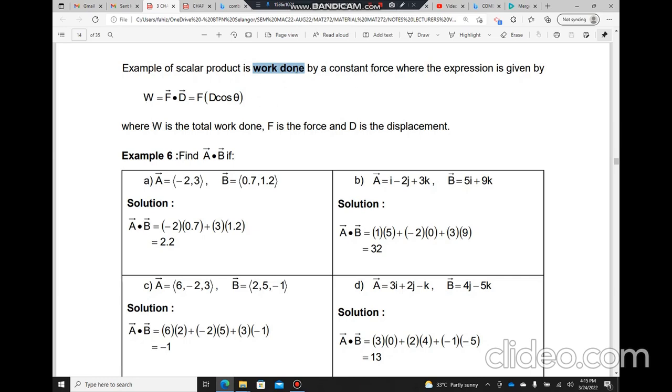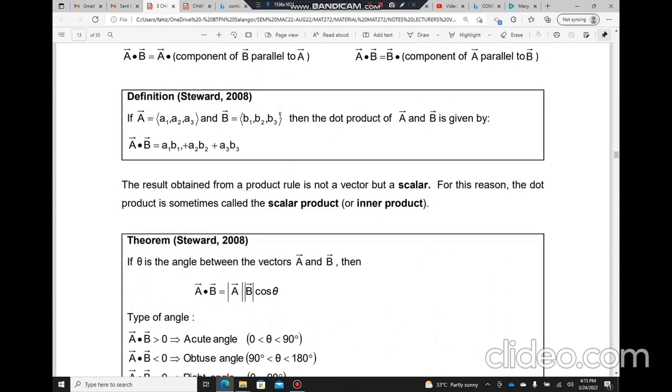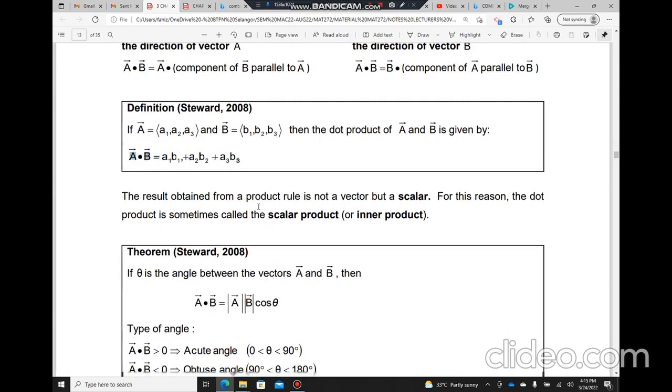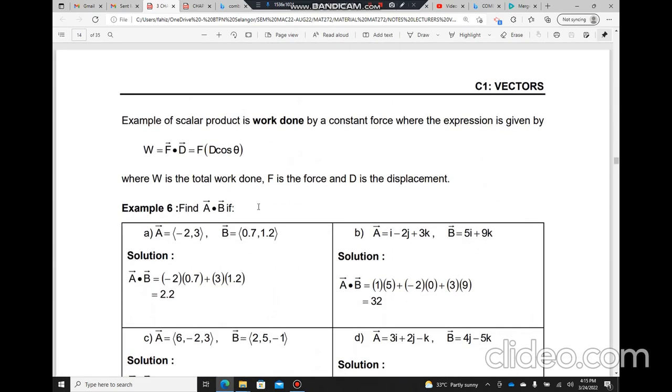Untuk work done, kita menggunakan formula dot product, F dot D. F ini adalah force and D is the displacement. So equals to F D cos theta. Sama juga, kita boleh gunakan formula F dot D equals to F D cos theta ataupun yang tadi tu, A1 B1, A2 B2 and A3 B3 based on question.